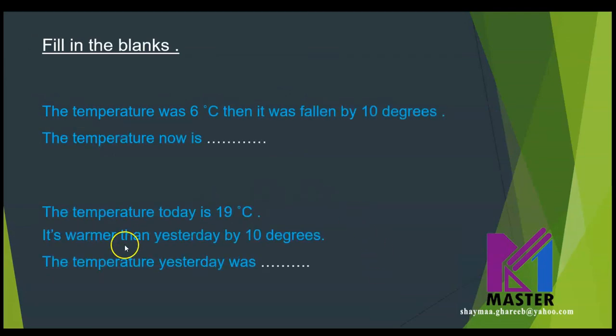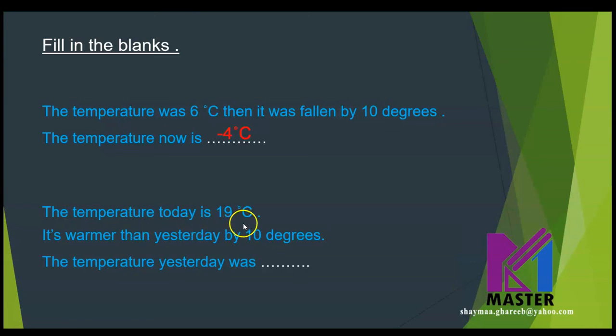Now, look at these two questions. The temperature was 6 degrees Celsius, then it fell by 10 degrees. So it was 6, then it's getting backward, or lower, by 10 degrees. So when you go 10 degrees lower than 6, it will be 5, 4, 3, 2, 1, 0, negative 1, negative 2, negative 3, and negative 4.